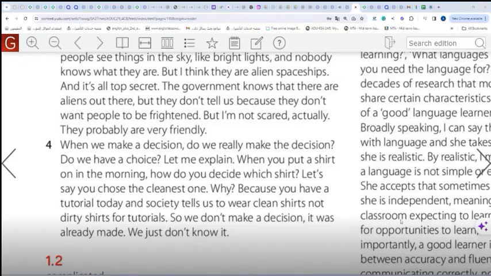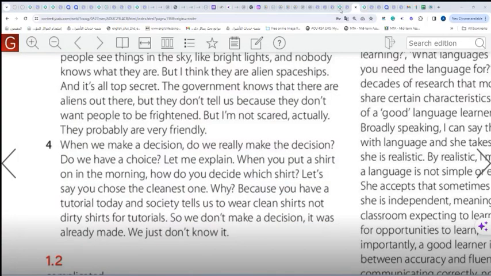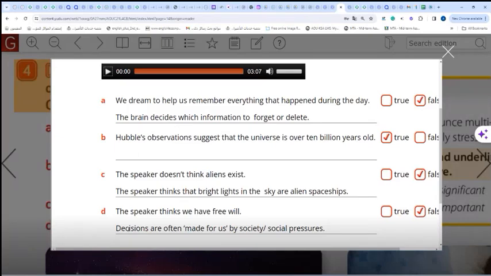So dear students, what do you think? Is it true or false? I mean, number D. It's false according to the speaker. Yes, it's false. So as you said, dear students, according to the speaker, or speaker 4, decisions are often made for us by society or social pressures. Okay, so dear students, this is his own point of view.